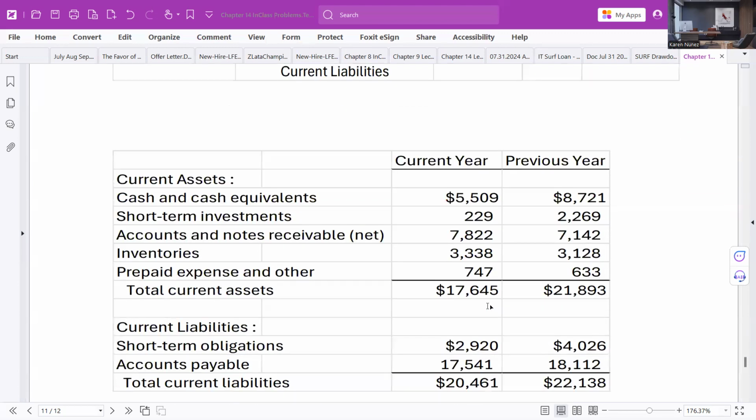So if you add all five of those current assets, right, the cash, the investments, the accounts and notes receivable, the inventories, and the prepaid expenses, those are the current assets, 17,645. Current liabilities, you got to add those two together. Those are the current liabilities.